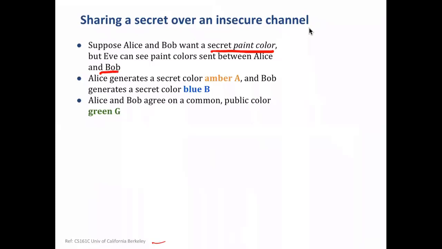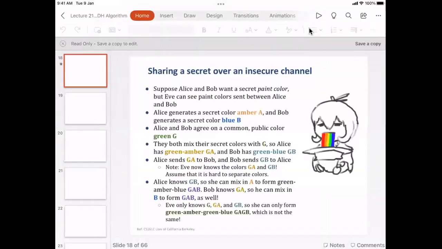So Alice and Bob are sending paint colors, and Eve in between can see. Both of them need to agree on the same paint color. Or there should be some algorithm which will say that now the paint color between them is the same.